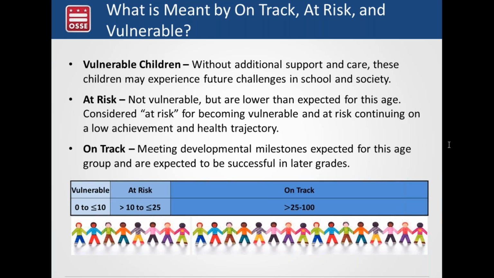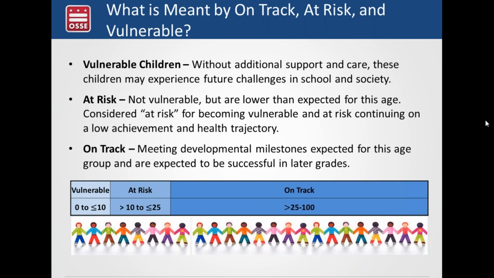So I'm going to go over some of the results, and I'll use 3 terms that I just wanted to define a little bit better. What do we mean when we say 10% or X% of children are on track versus at risk versus vulnerable? So I'll start with vulnerable. When we talk about children who are vulnerable, those are children that without additional support and care may experience future challenges in school and in society. And children who are measured by the EDI who are found to be vulnerable do not do as well on standardized test scores later, and they've done the predictive validity studies to show that.